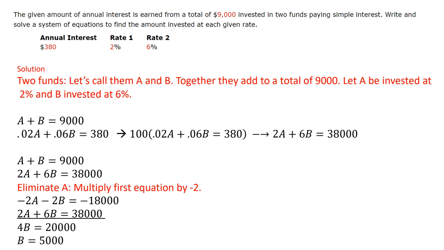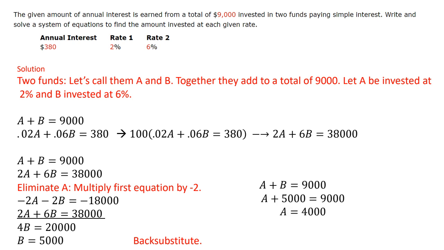And now to get the A, I'm going to back substitute. I'm going to use the first equation, A plus B equals 9,000. Everywhere I see B, I'm going to plug in the 5,000. To solve for A, I'm going to subtract 5,000 on both sides, and I get A is equal to 4,000. So this is a way to do a real world problem and use our system of equations to solve.